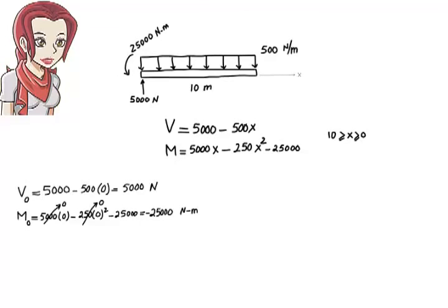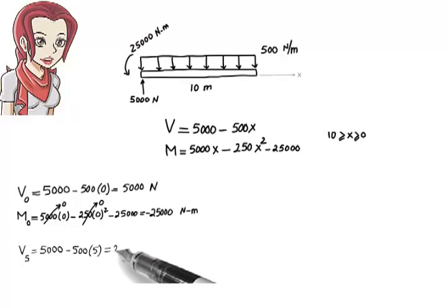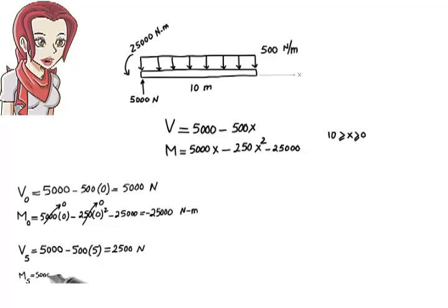What is the shear and moment at the midpoint of the beam where x equals 5? V of 5 equals 5,000 minus 500 times 5, or 2,500. M of 5 equals 5,000 times 5 minus 250 times 5 times 5 minus 25,000, or negative 6,250. Let's do one more point.